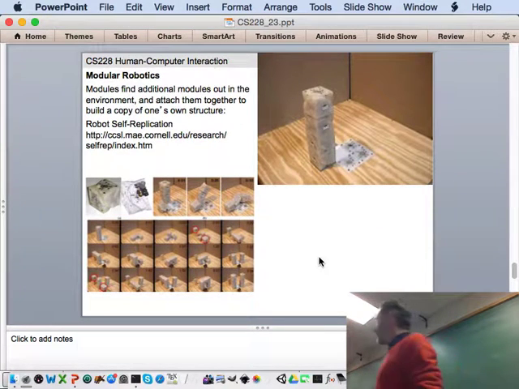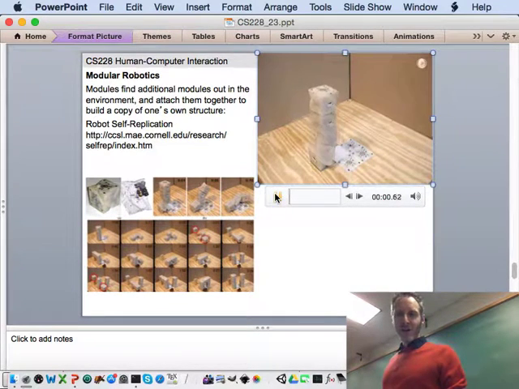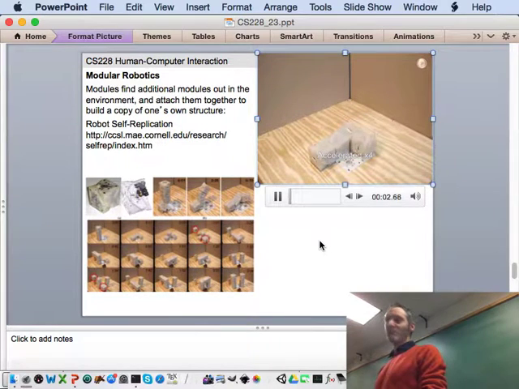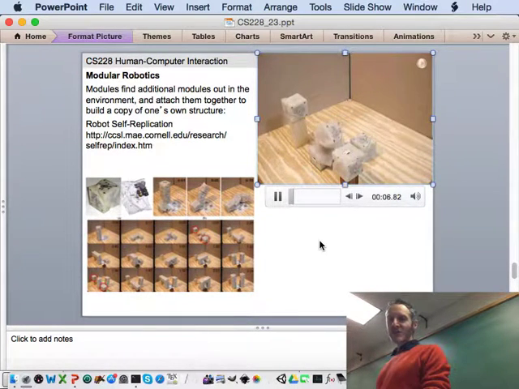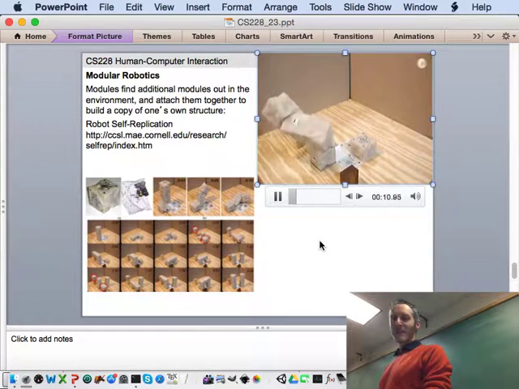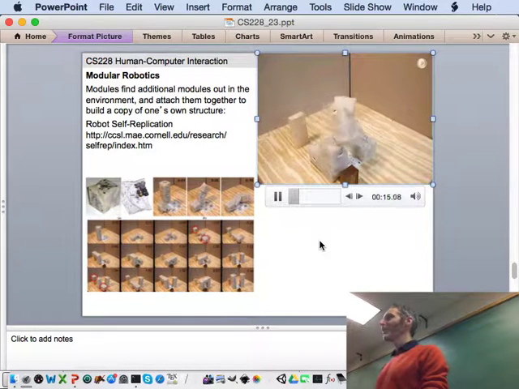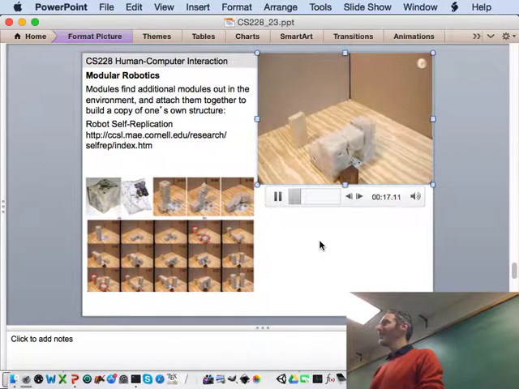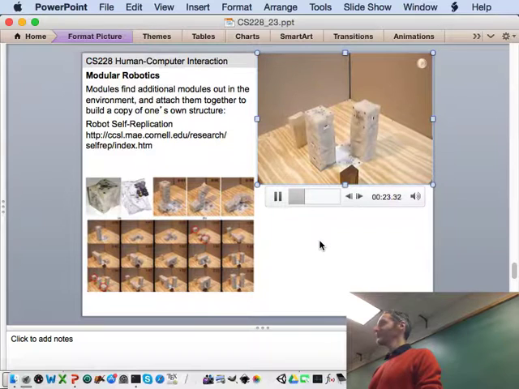Okay. This one's kind of just for fun. This is, again, a modular robot, which arguably is the first self-reproducing robot. This robot, assuming that you keep giving it new robots or new pieces, will connect to them and is running, again, a program that moves depending on its neighbors and will create a copy of itself.